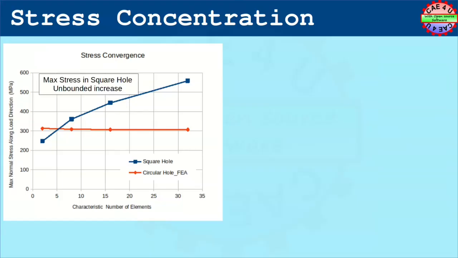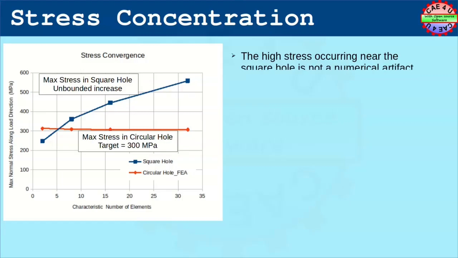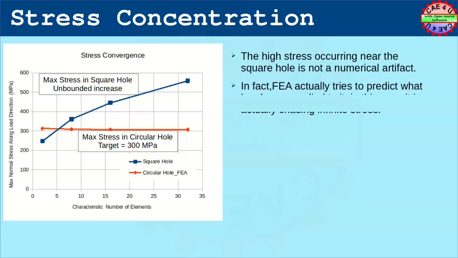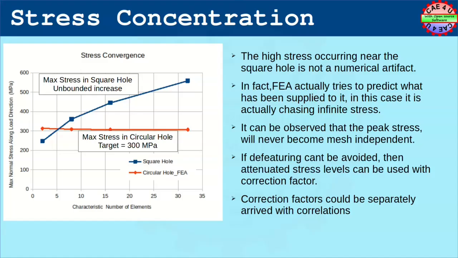Let us put together the peak stress values for the circular cutout and the square cutout. We observe that the highest stress occurring near the square hole is not a numerical artifact. In fact, FEA actually tries to predict what has been supplied to it. In this case, it is actually chasing infinite stress as we keep refining the mesh. It can be observed that the peak stress will never become mesh independent. If defeaturing can't be avoided, then attenuated stress levels can be used with a correction factor. Correction factors could be separately arrived at from simulations.